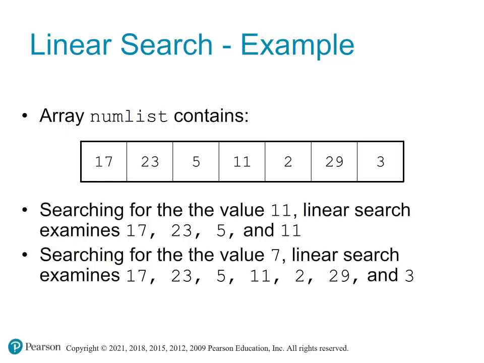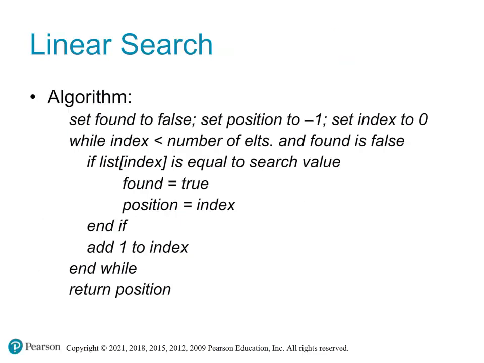However, if we are searching for a value not present in the list, let's say 7, the algorithm will examine every element: 17, 23, 5, 11, 2, 29, and 3. Since it doesn't find 7, it will go through the entire array. This example showcases both the simplicity and the potential inefficiency of linear search, especially when dealing with larger or sorted lists.